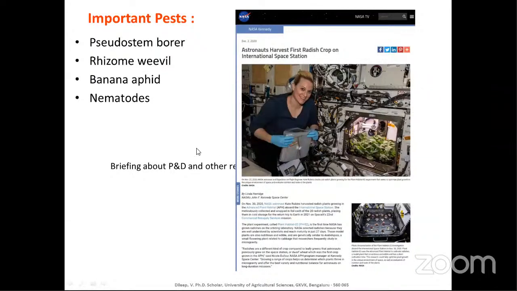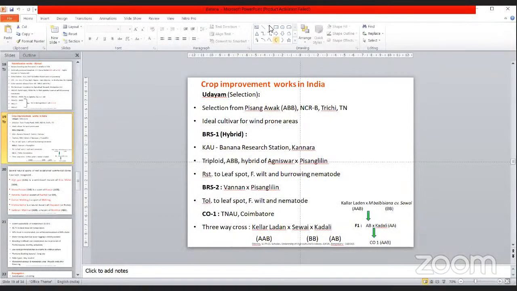What is the first space grown crop? That is actually lettuce, and the first space grown flower is zinnia. Like that, experiments have been undertaken. They are ongoing in space, and if there are any updates, news will be released. Please note it down. So this is about today. Any doubts or clarifications, please let me know.